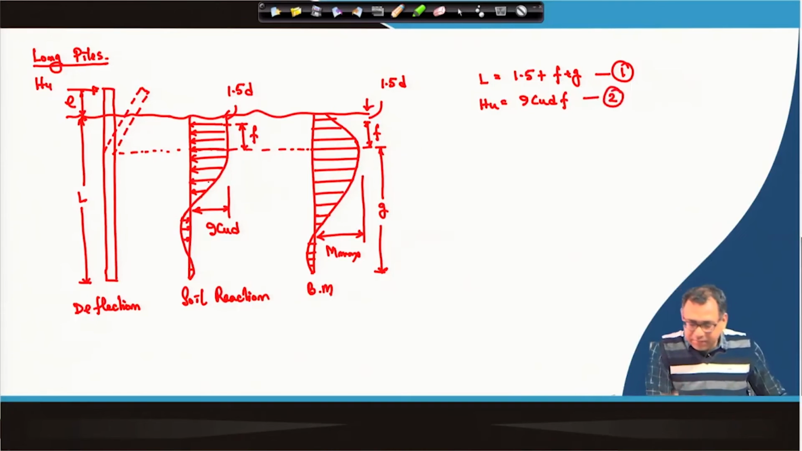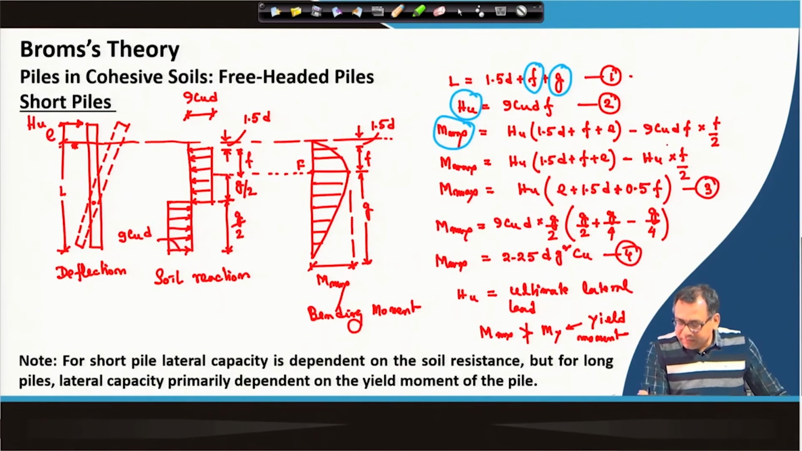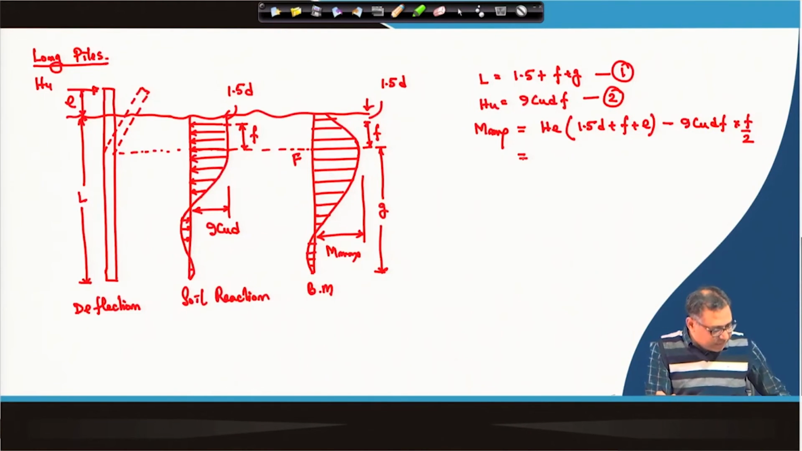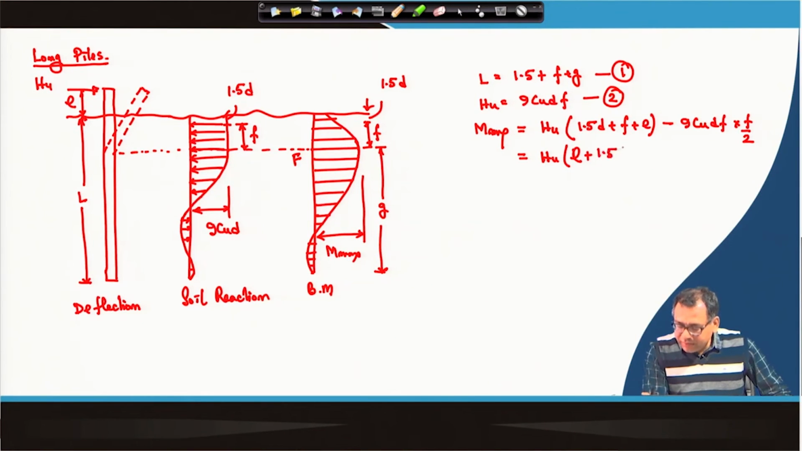Then you can take the maximum moment value at point F. So this is point F. That will be equal to, again we can write, HU into 1.5 D plus F plus E, minus 9 CU D F into F by 2. So that is also valid. This value is coming out to be HU times E plus 1.5 D plus 0.5 F. So this is also valid.